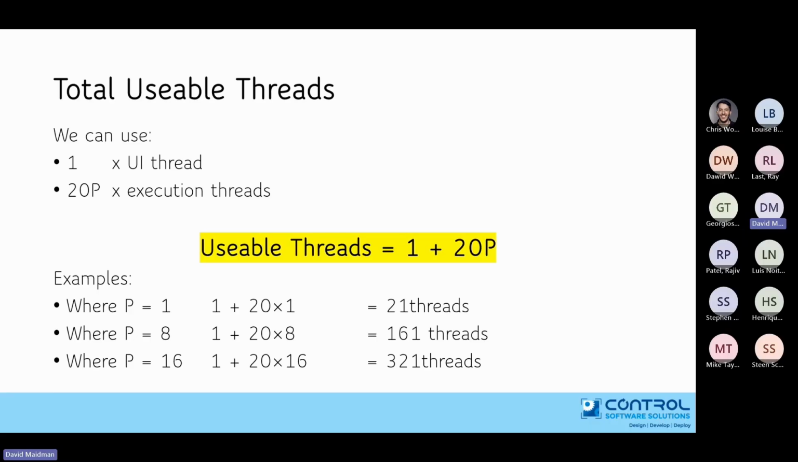If we've got a single processor like I had in 1998, we have 21 threads. If we have 8 logical processors, we can have 161 threads, and for 16 processors we can have 321 threads. So the number of threads that we request is greater than the number of processors, so the operating system will be doing some software threading within the operating system.